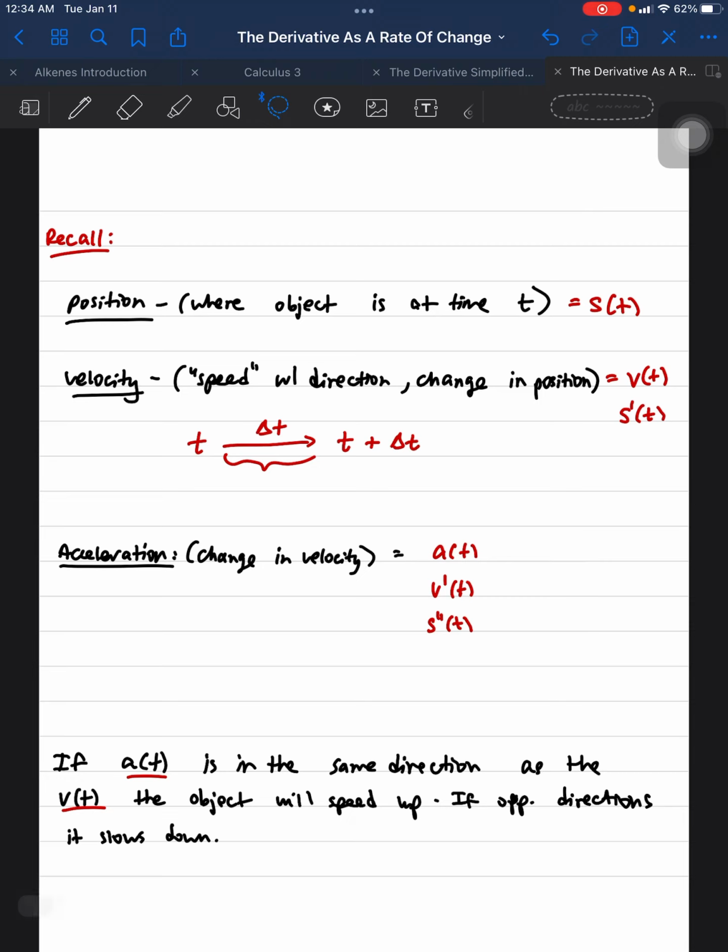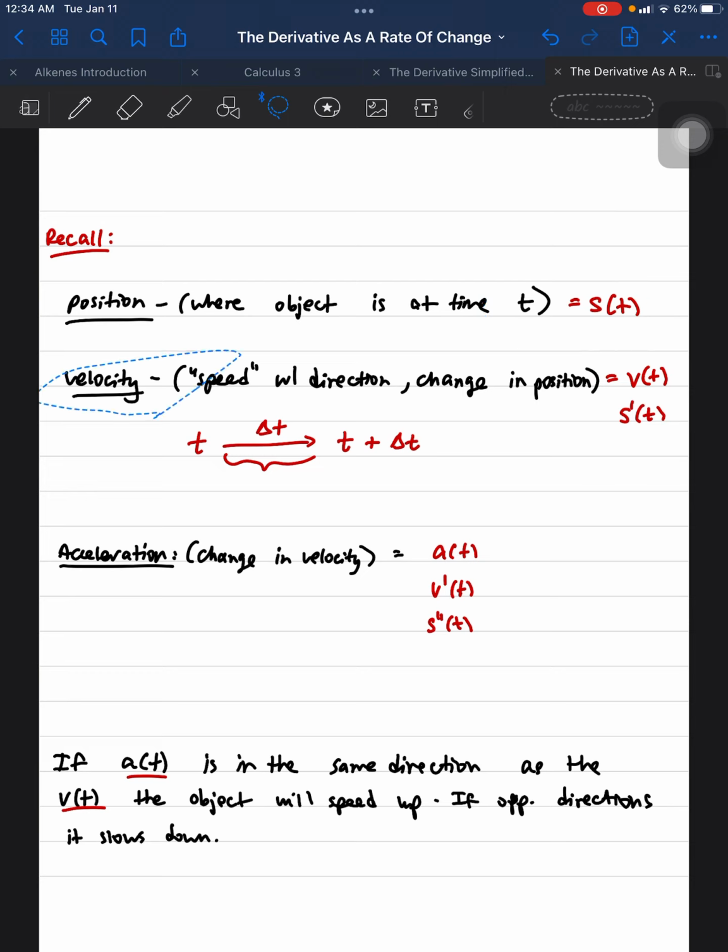So in this video, we're going to be going over the derivative as the rate of change, as an application of derivatives. First, we're going to recall the definitions of position, velocity, and acceleration. Position is where the object is at a time t, and is denoted by s of t.